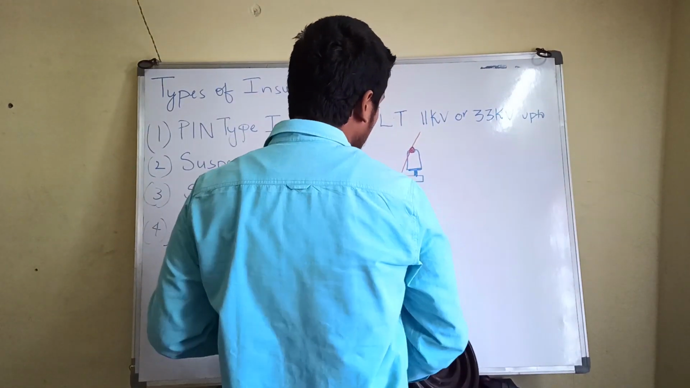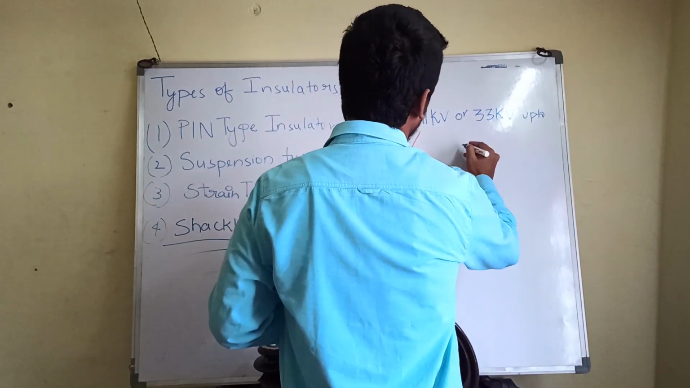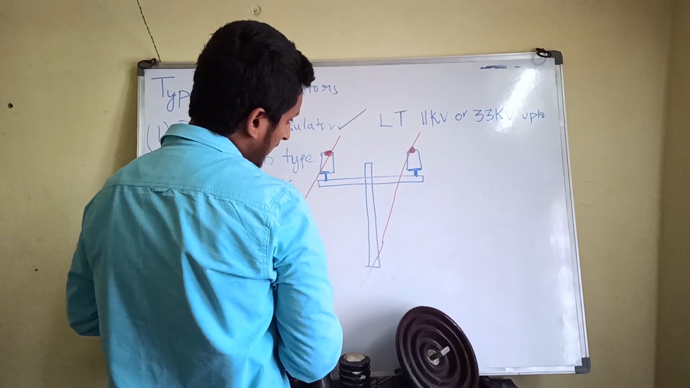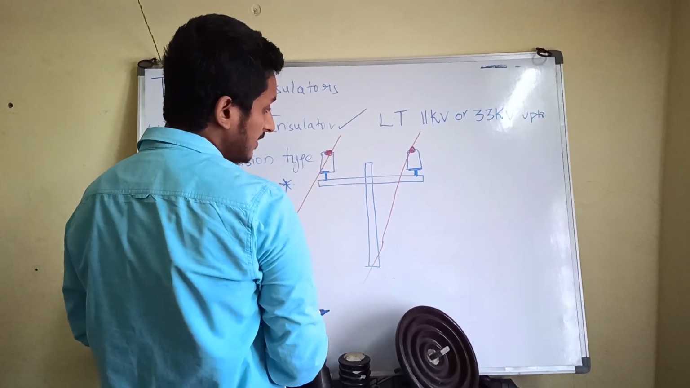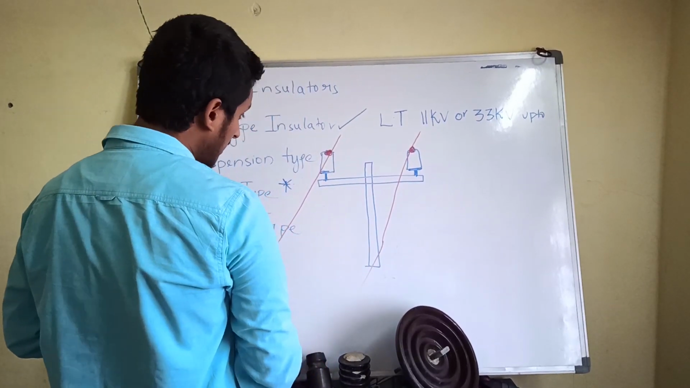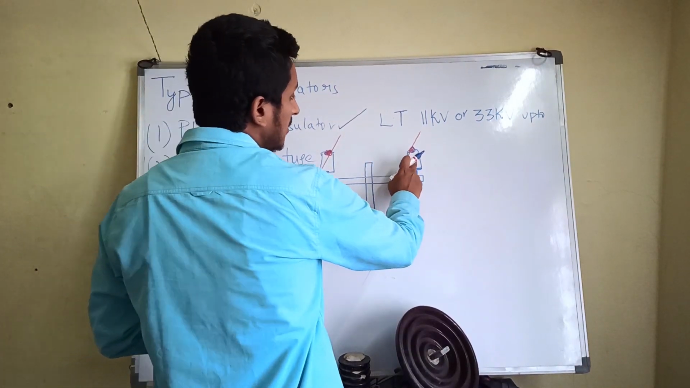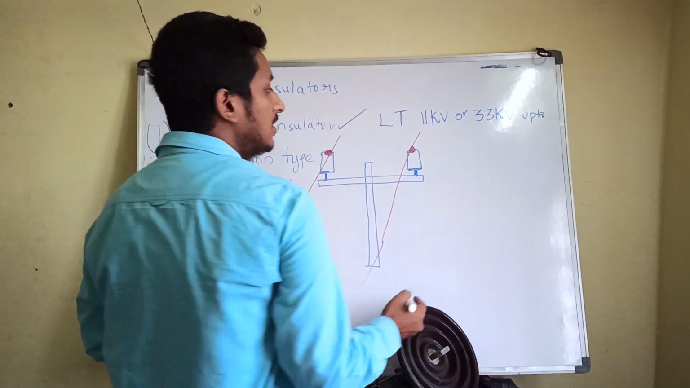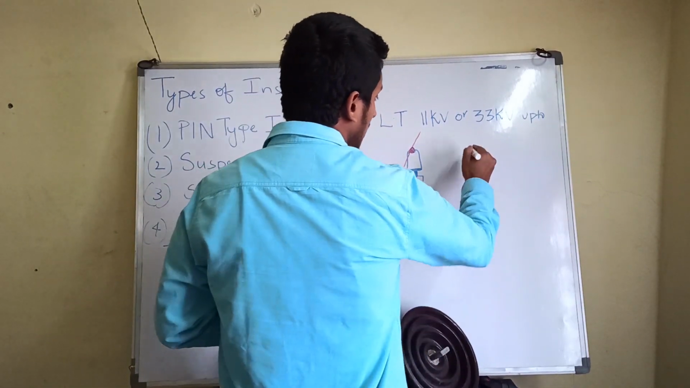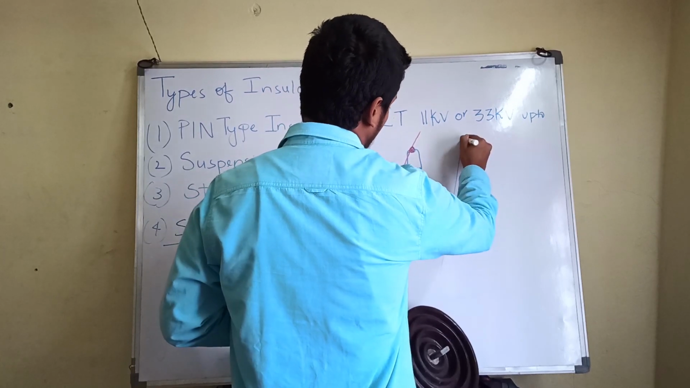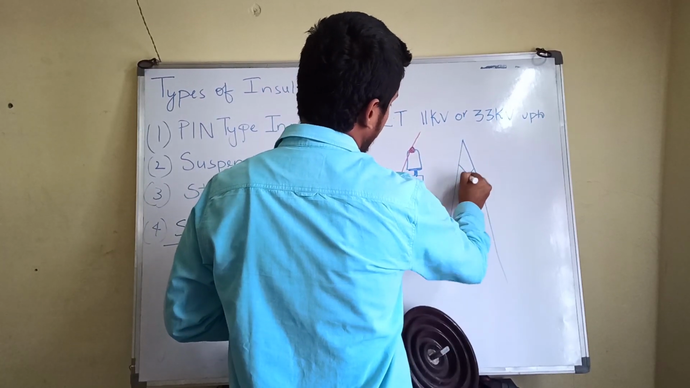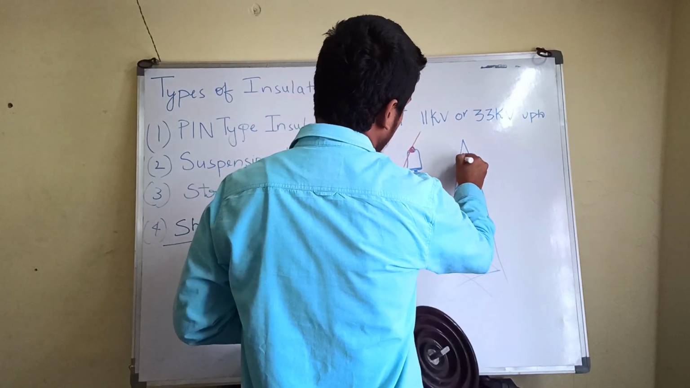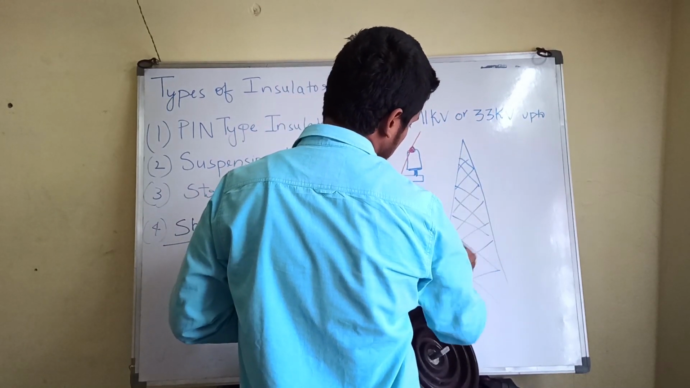Now next one, at the transmission level, I would like to tell that this is a pin type 11 kV insulator, LT type insulator. Now you can go and place even the pin type insulator which is having sheds, what I told you in the prior class. Now let us go for the transmission line. Take the transmission tower like this.